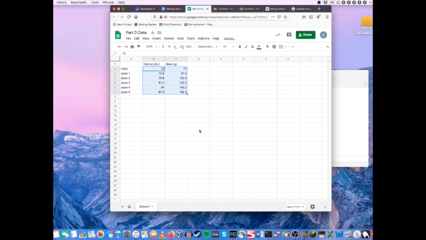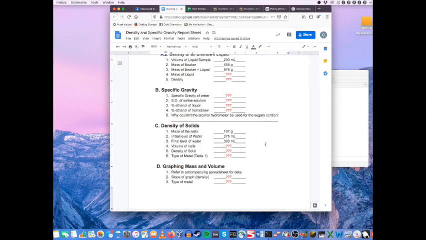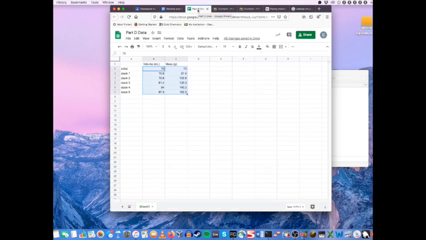So you'll make it yourself and then submit it to me. And then the value you get for the density will be placed here, and that's equal to your density. Then you go to table 1 and figure out what type of metal that is. It's pretty straightforward.